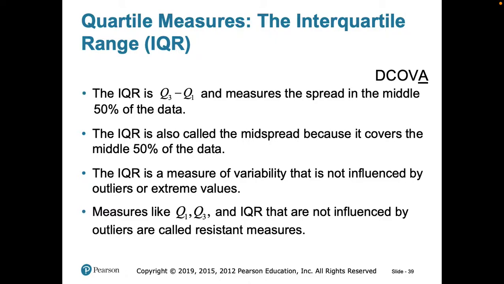The IQR, or interquartile range, also measures variability that is not influenced by outliers. Remember, because you're only taking the data right in the middle, you're not affected by those extreme values that could be towards the ends. So measures like Q1, Q3, and IQR, which are not influenced by outliers, are called resistant measures.